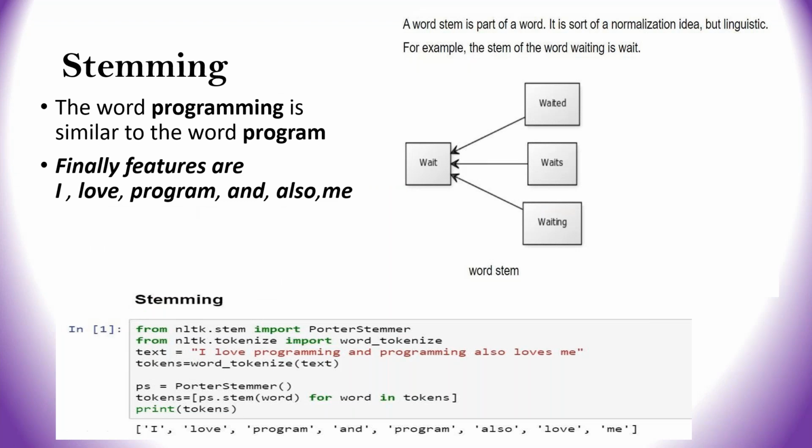The next process in pre-processing is stemming. The word programming is similar to the word program. This is also a kind of inflectional form, derived from the word program. So finally, the features are I, love, program, also, and me. If you look at the word stem, it gives a normal idea about weight. Weight can be represented in different inflectional forms like weighted, weights, and weighting. This is a word stem.